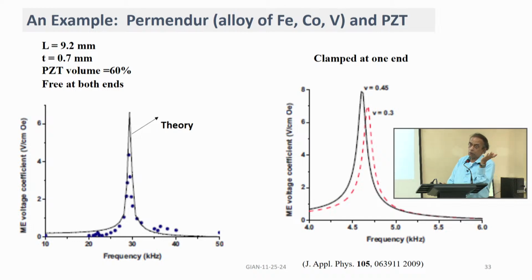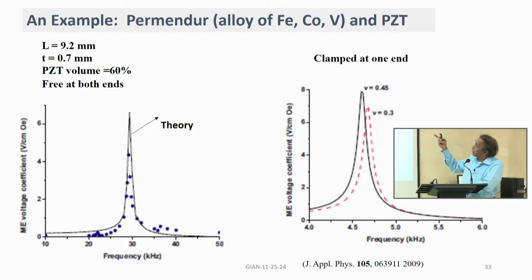Previously, when I showed the low frequency response, the voltage coefficient is maybe around 300 or 400 millivolts per centimeter Ørsted. This is practically 10 times that or 20 times. Okay. So, there is a significant enhancement in the voltage coefficient under resonance conditions.